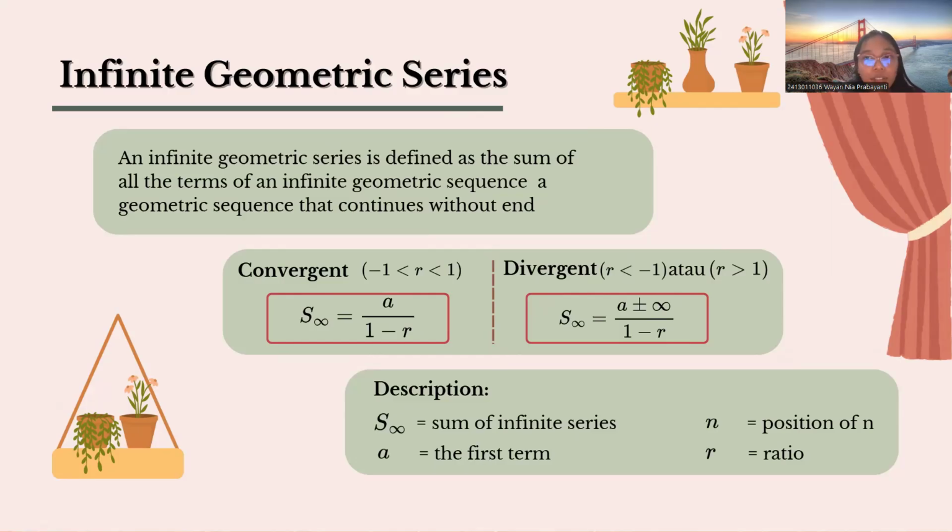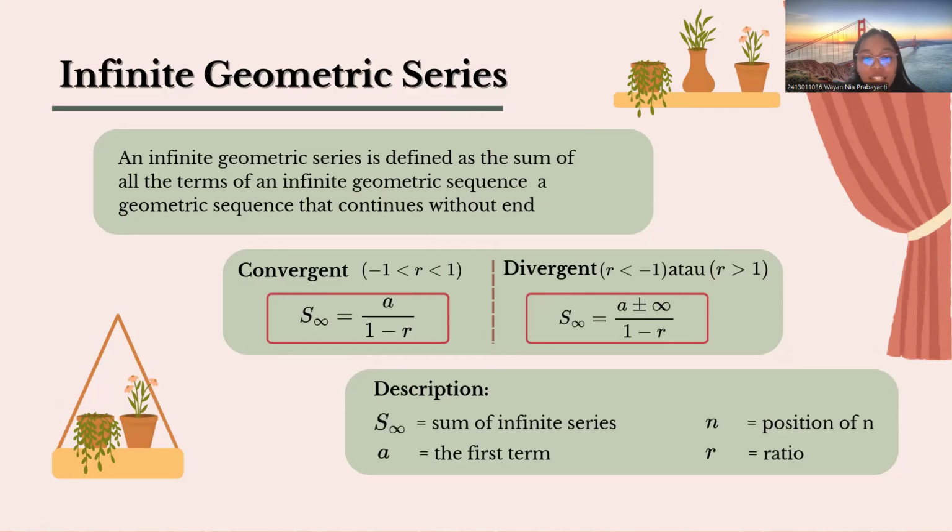And if the absolute value of R is greater than 1 or less than -1, the terms don't shrink. They stay the same size or keep growing. The sum just keeps increasing, and the series diverges, so no finite sum exists. So here is the formula.